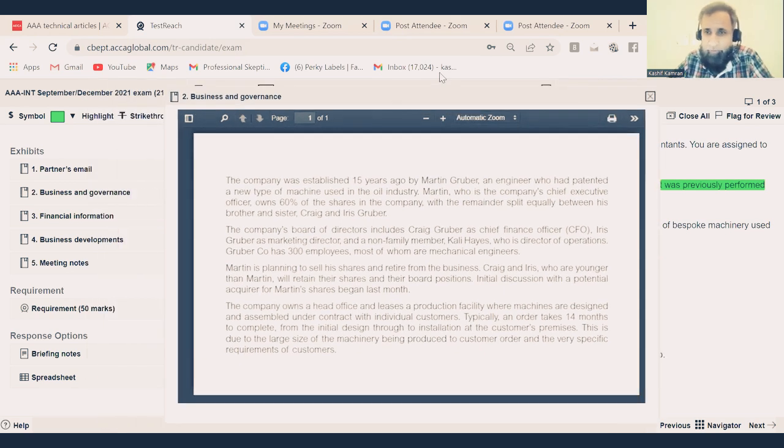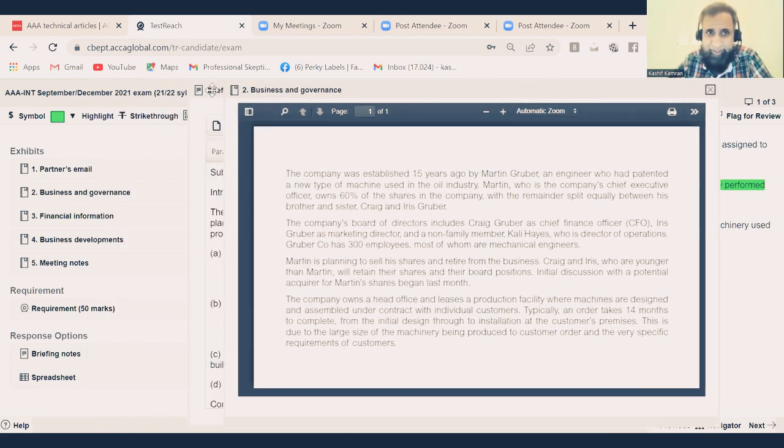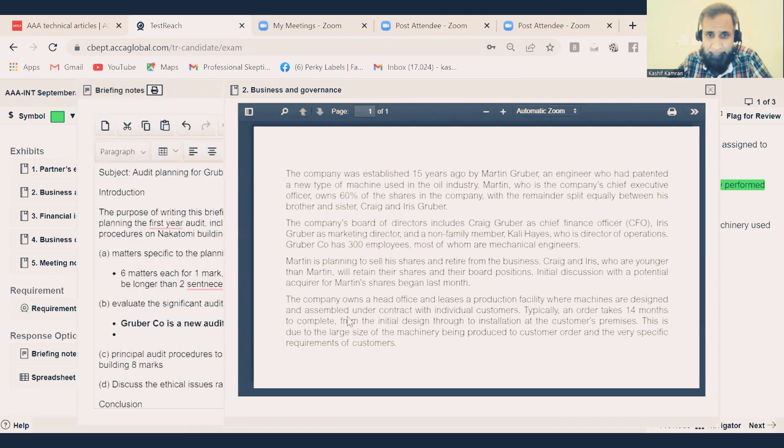Business and governance. Can all of you see the second exhibit on your screen? Should we read it? Okay. The company was established 15 years ago by Martin Grubber, an engineer who has patented a new type of machine used in the oil industry. So who has patented a new type of machine in the oil industry? The company was established 15 years ago, right? Martin, who is the company's chief executive.